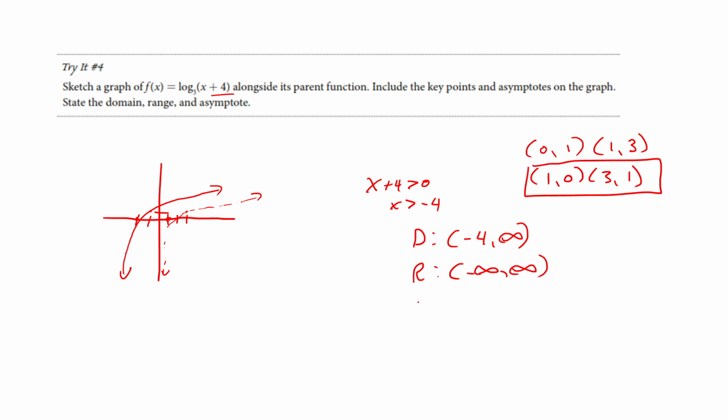And then how about my asymptote? It was at x equals 0. We moved it to the left 4. So it's going to be at x equals negative 4, but that's also just always, it's always going to be that first number in your domain. You're doing the same thing there. So here's my asymptote, all my key information, and there's my new picture.